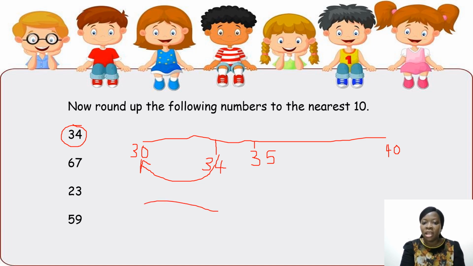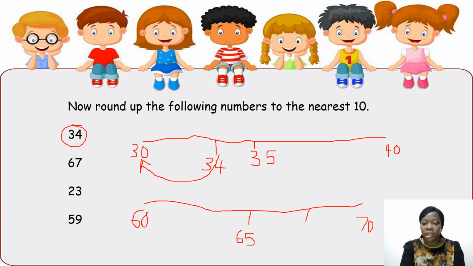Now let's have a look at 67, and then I will leave you to have a go at the other two. Let's draw a number line again. What are the tens numbers which 67 sits between? Did you say 60 and 70? If you said that, then you are definitely correct. What is the midpoint? The midpoint is 65. So where does 67 sit on the number line? It sits after 65. Well done.